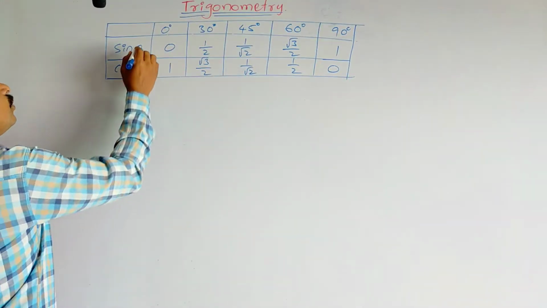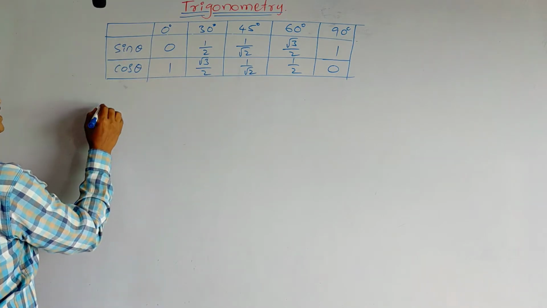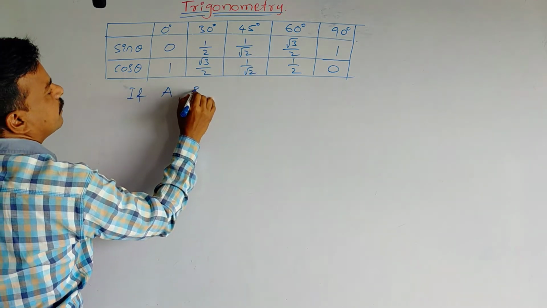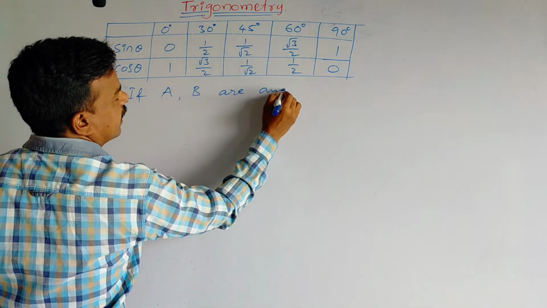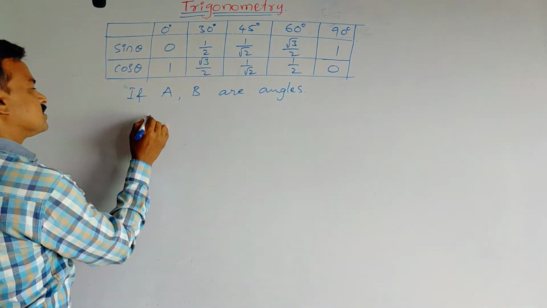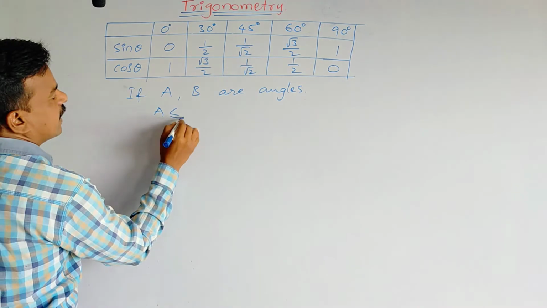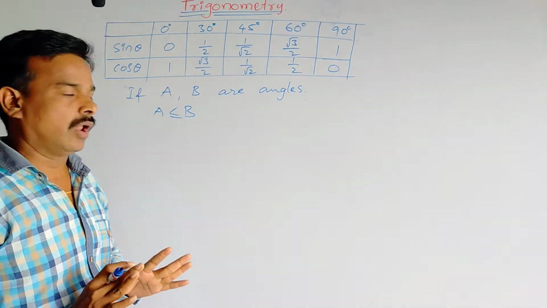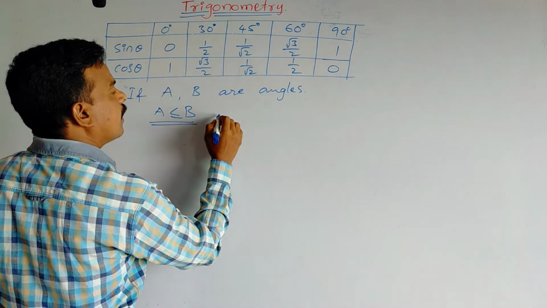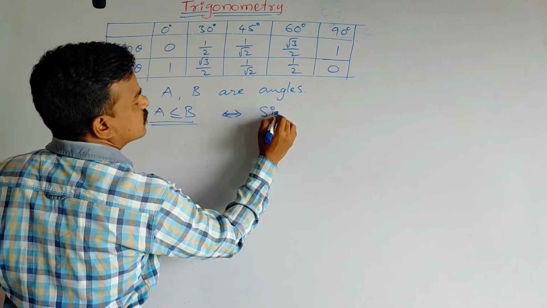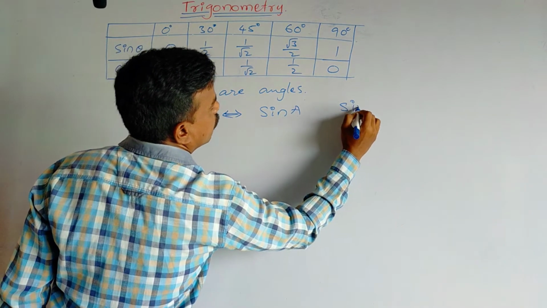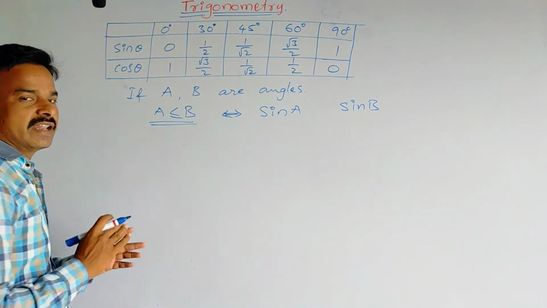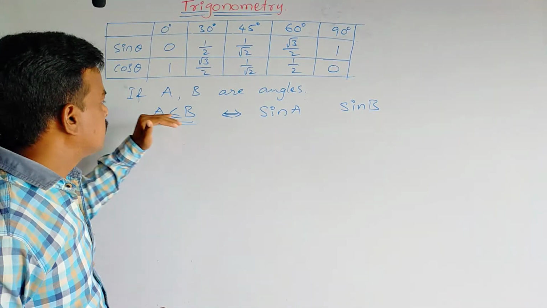Okay, now we have to use this. Suppose capital A and capital B are any two angles. Suppose A is less than or equal to B, that means angle A is less than B or equal. Okay, what will happen in the sine values, sine A and sine B? We have to take sine A and sine B. What will come here, a less than or greater than symbol? Once we have to see this.